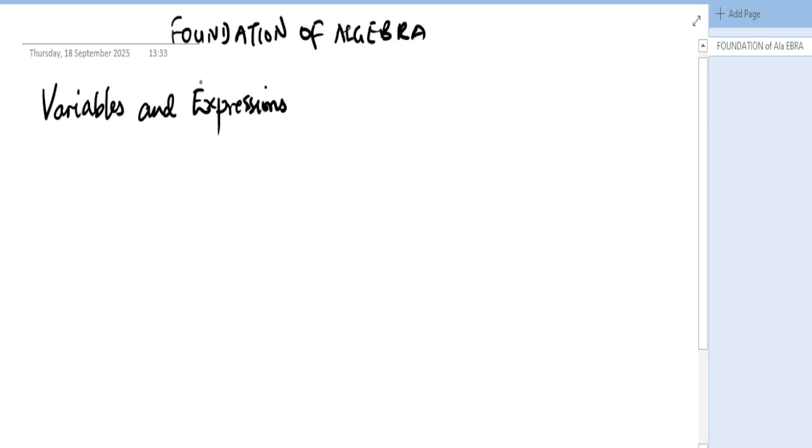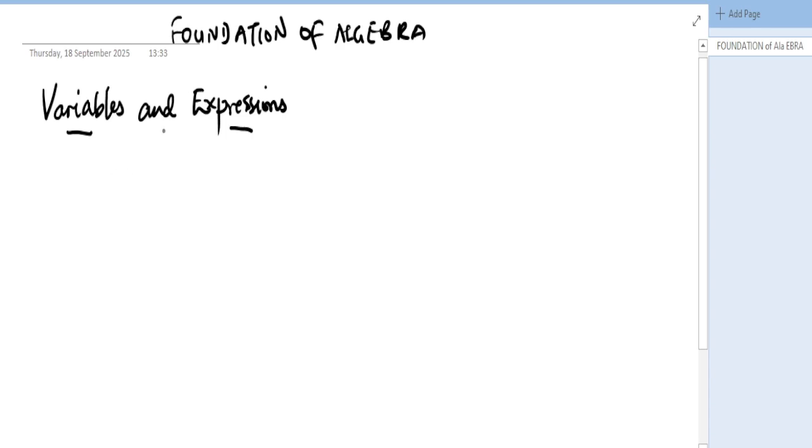Variables and expressions. These keywords are very important for us to understand if we are going to deal with algebra in a very smooth and comfortable manner, because these two words form the basics and the very foundation of algebra. So let's continue. What is a variable, or what are variables, and what are expressions?